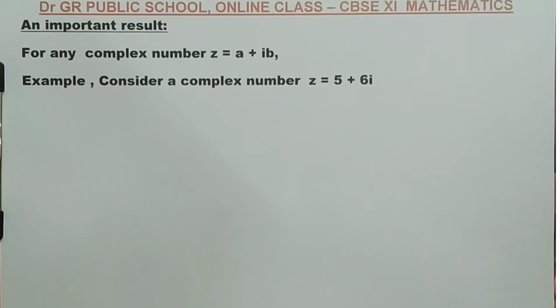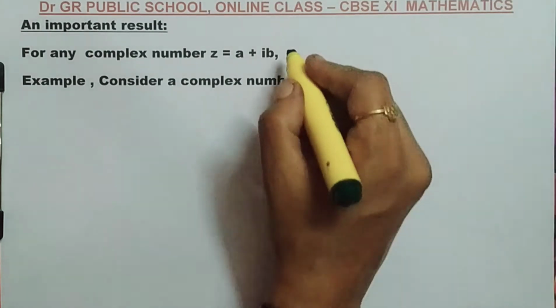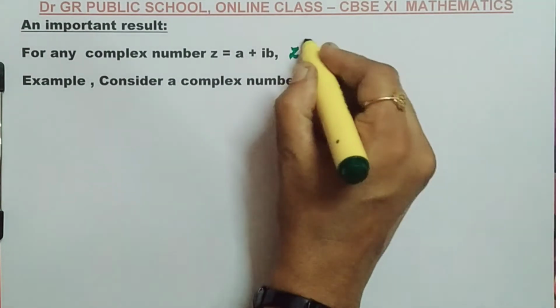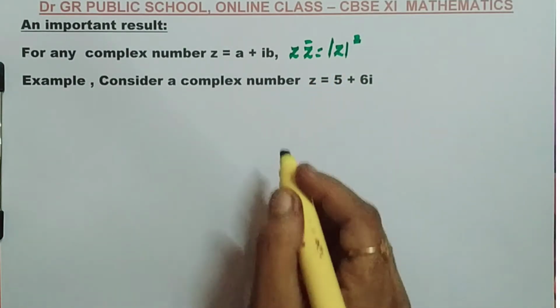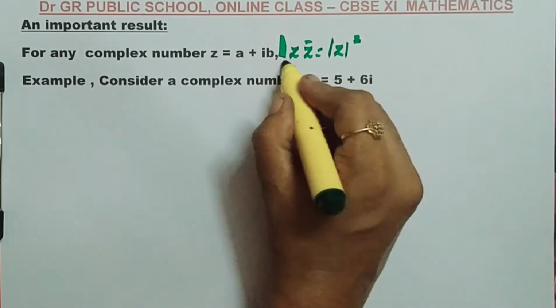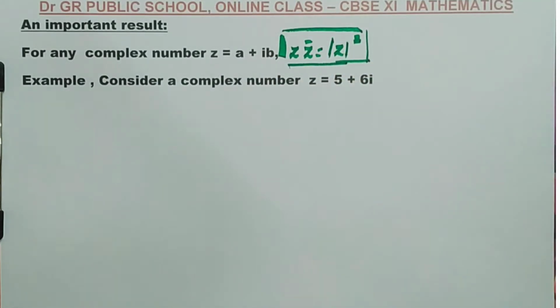Now we are going to study a very important result in complex numbers. For any complex number z equals a plus ib, z into z bar equals modulus of z square. This is the result: z into z bar equals mod z square. This is a very important result in complex numbers.